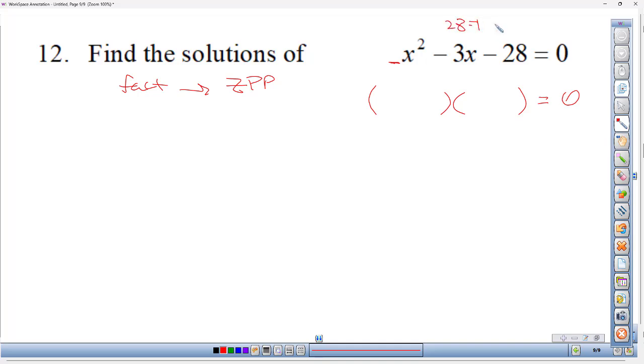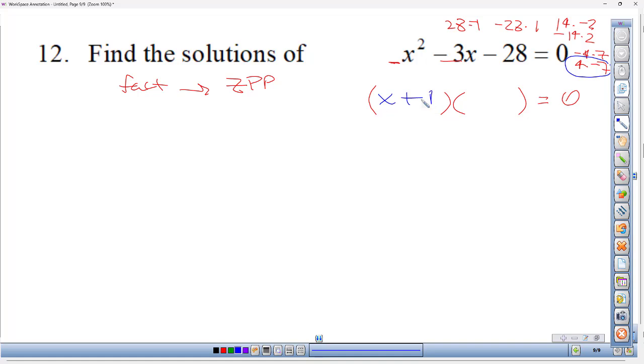28 times 1, negative 1 times negative 28, or positive 28 times 1, or 14 times negative 2, or negative 14 times positive 2, or negative 4 times 7, or positive 4 times negative 7. Those are all the things that multiply to negative 28. So do any of these also add up to negative 3? And do you see that negative 7 and positive 4, those are the ones?